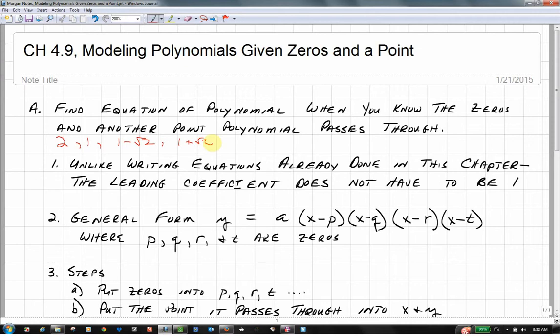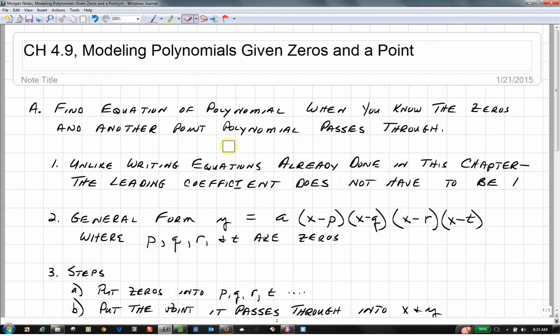This is similar, but we're not going to have the imaginary roots and the rational roots like this. This is going to be a little simpler, and the a value now is not necessarily going to be 1. So this is the same procedure we used when we did quadratics this way, squares. So it's not really too hard. Let's take a look at what I have up here. It says, unlike writing equations already done in this chapter, the leading coefficient does not have to be 1 here. It's going to be a, and we have to find it.